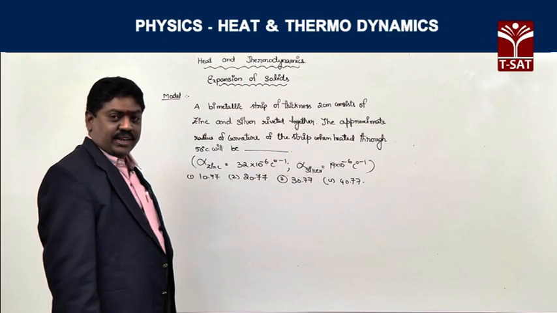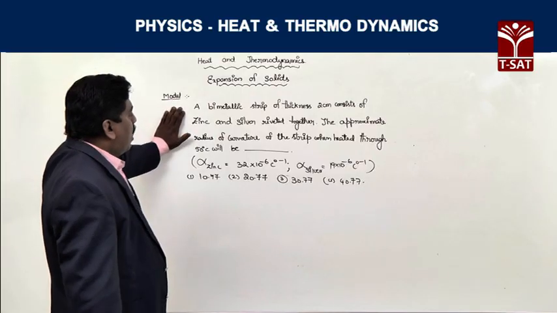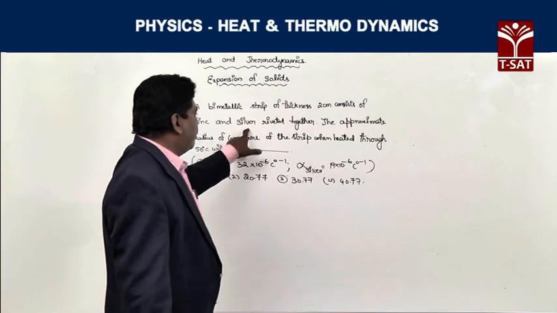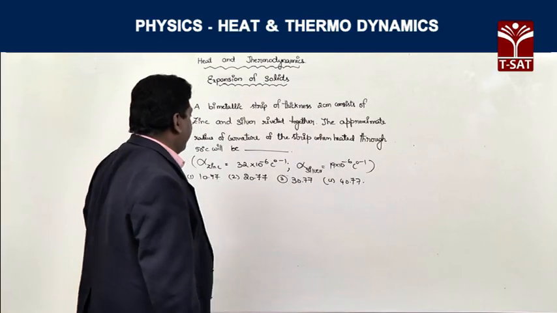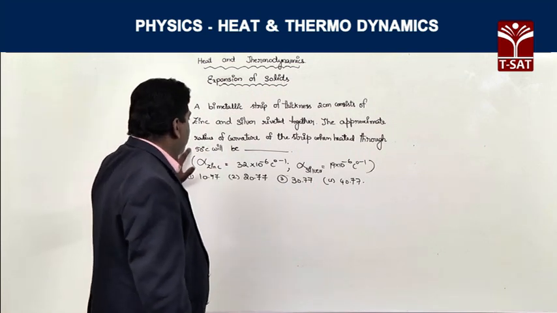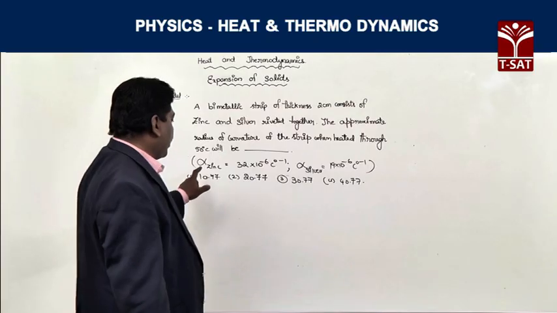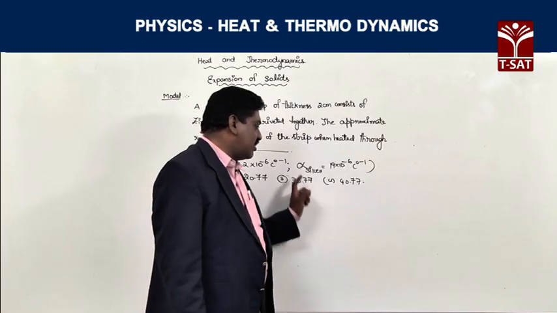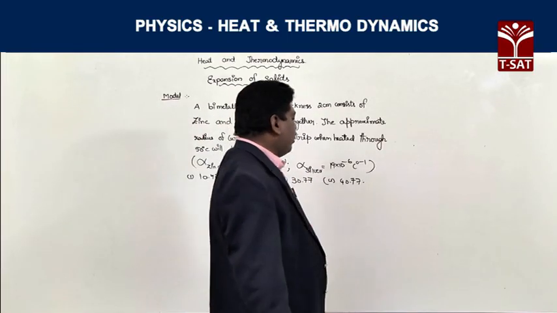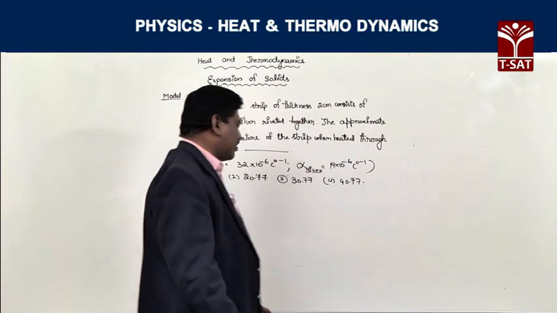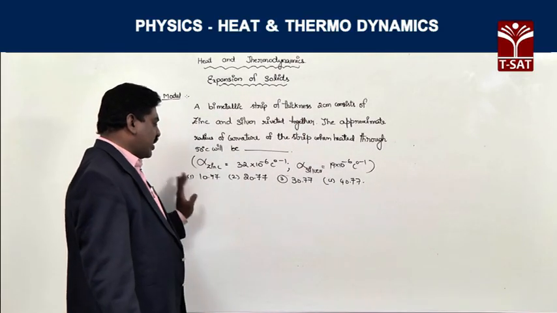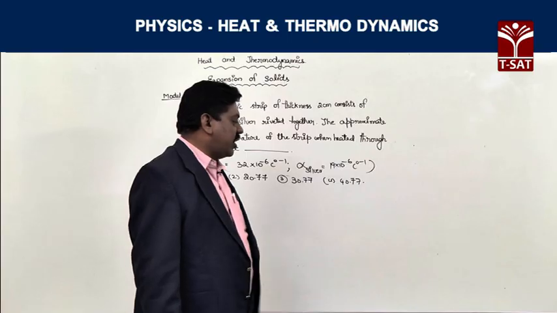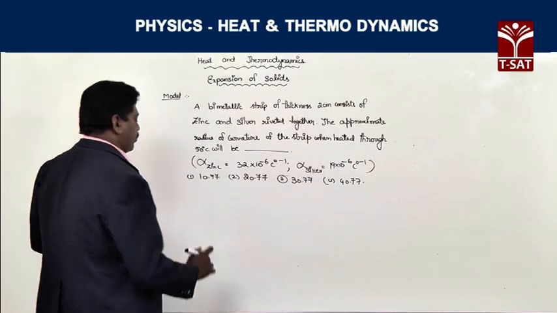Now let us try to understand another model. A bimetallic strip of thickness 2 centimeters consists of zinc and silver riveted together. The approximate radius of curvature of the strip when heated through 50 degrees Celsius will be? We are given alpha of zinc as 32 into 10 to the power of minus 6 per degree Celsius, and alpha of silver as 19 into 10 to the power of minus 6 per degree Celsius. The options given are 10.71, 20.77, 30.77, and 40.77.